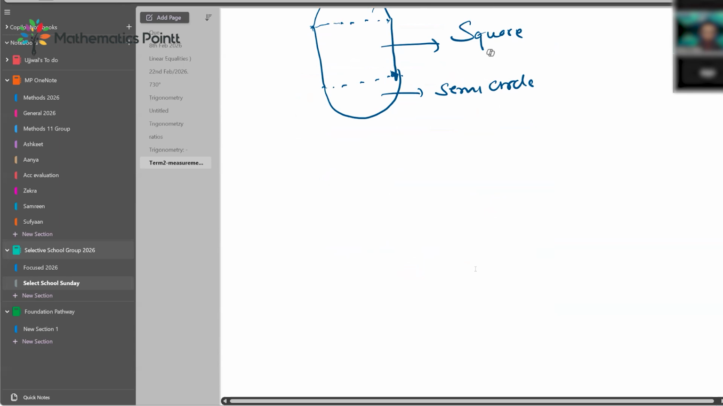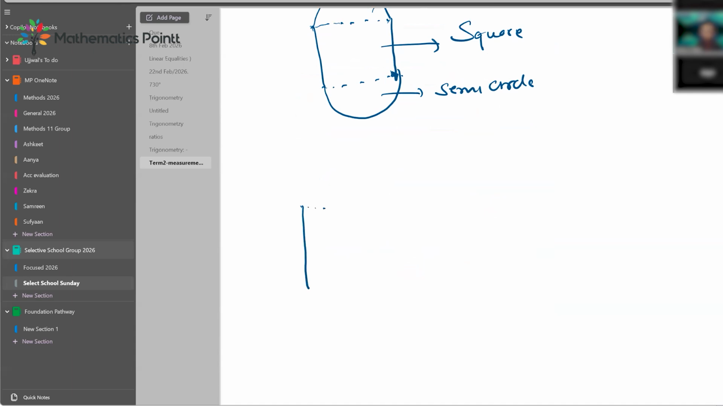Another composite shape could be, let me try to draw.